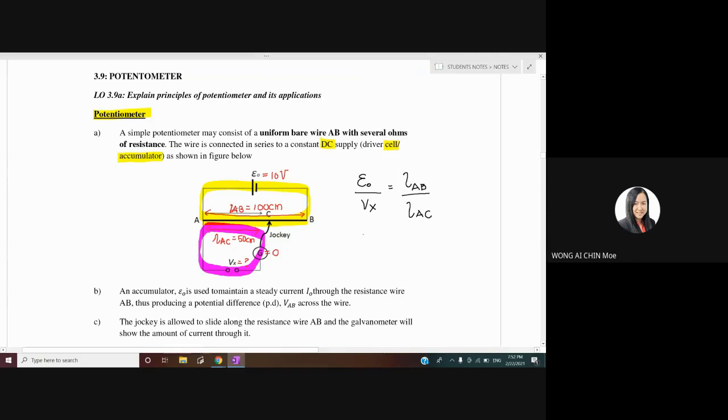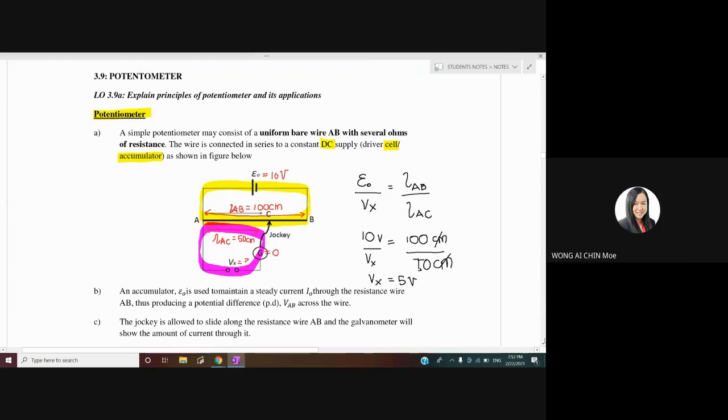So you substitute inside: epsilon naught is 10 volt, so 10 volt corresponds to 100 cm, since the wire is one of the resistors. Can you find the value of Vx when it is 50 cm? The cm cancel, meaning your Vx will be 5 volt.